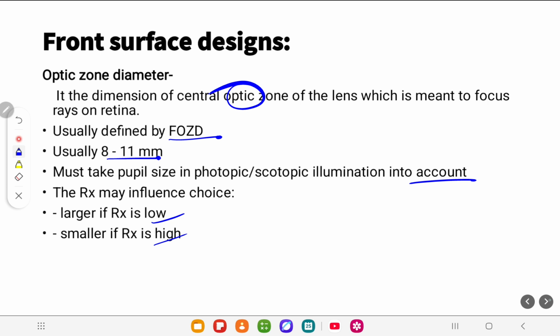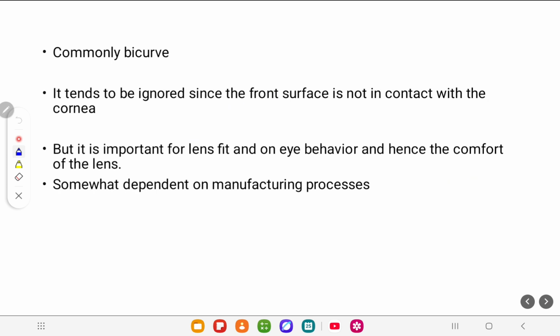Yes, it's inverse. Commonly the bicurve front surface tends to be ignored since the front surface is not in contact with the cornea. But the front surface is definitely going to interact with the lid. That's an important thing. It plays an important role in lens fit and on-eye behavior, and hence the comfort. If the two curves are not blended at the junction and they interact with the upper lid, it will create sensation.